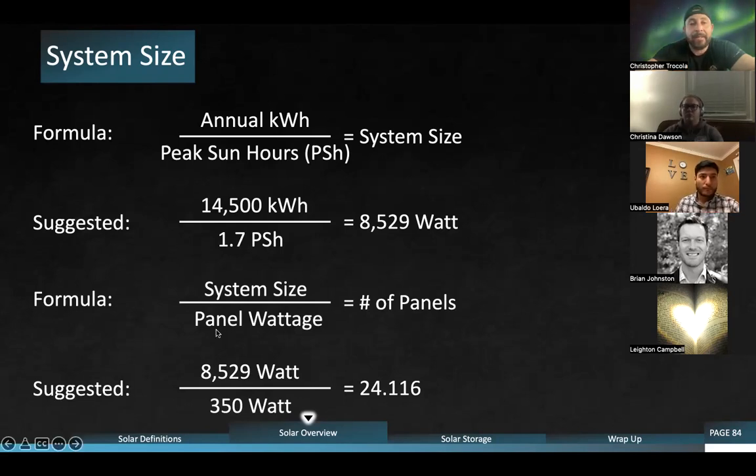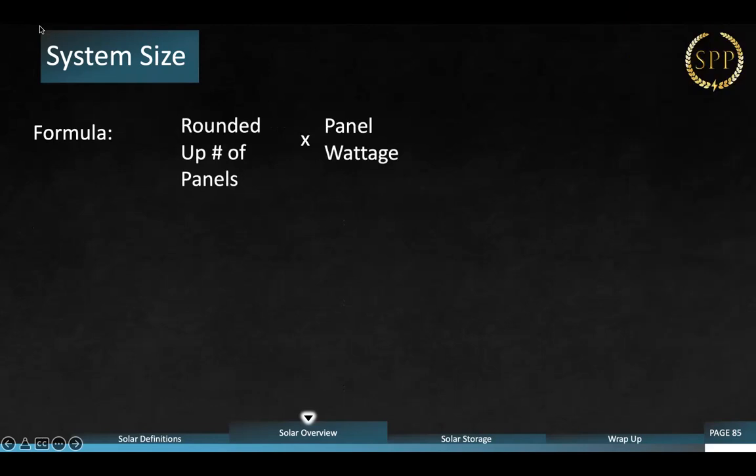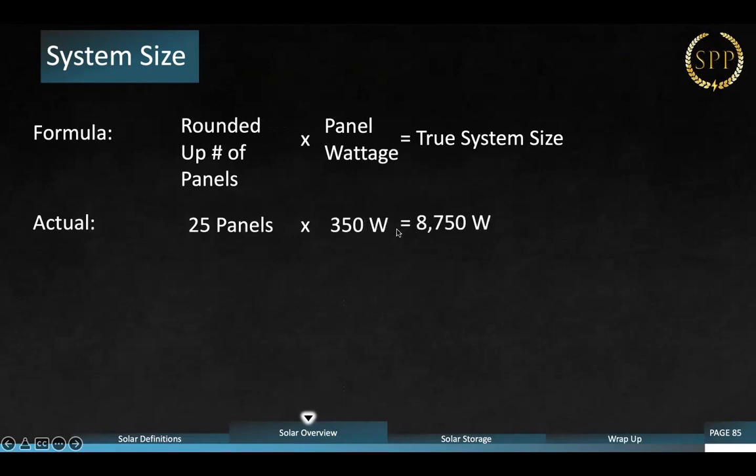Up, exactly. So we're going to go ahead and round up. You round up the number of panels and you multiply that by the panel wattage, right? So if we have 350 watt panels, that's going to give us an 8.75 kilowatt system, or 8,750 watt system. Now we start looking at the offset. So what's this going to be offsetting their utility?